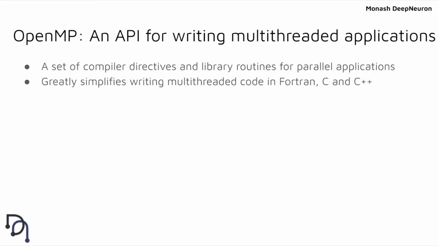OpenMP has a set of compiler directives and library routines for parallel applications. It greatly simplifies writing multi-threaded code in Fortran, C, and C++. Just a few lines of additional code can make your applications parallel.